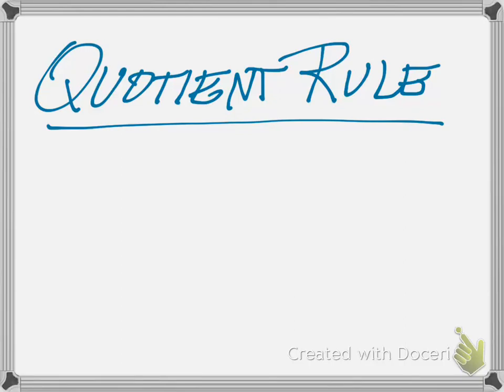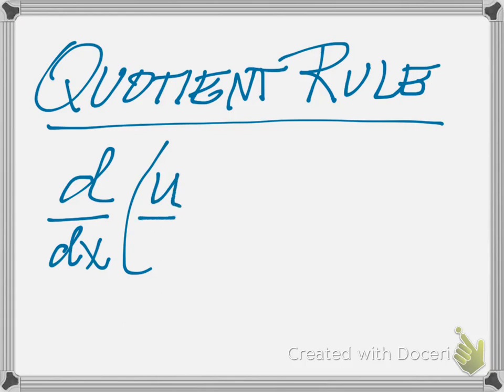Alright guys, let's go over the quotient rule for derivatives. Okay, so first, the generalized rule. If we take the derivative of, let's say, u divided by v, that's going to be equal to, now this is a little more complex, and the order is very important here.